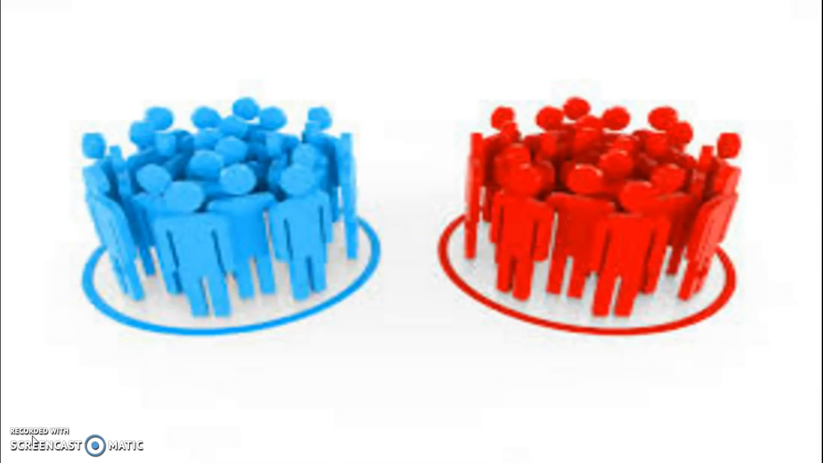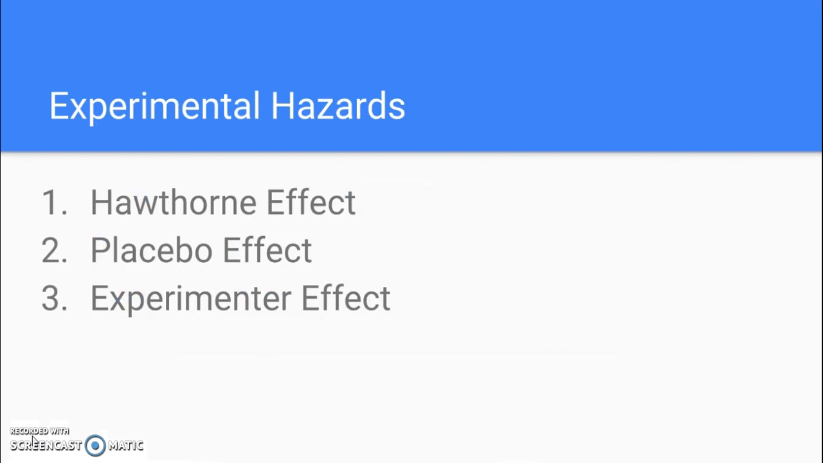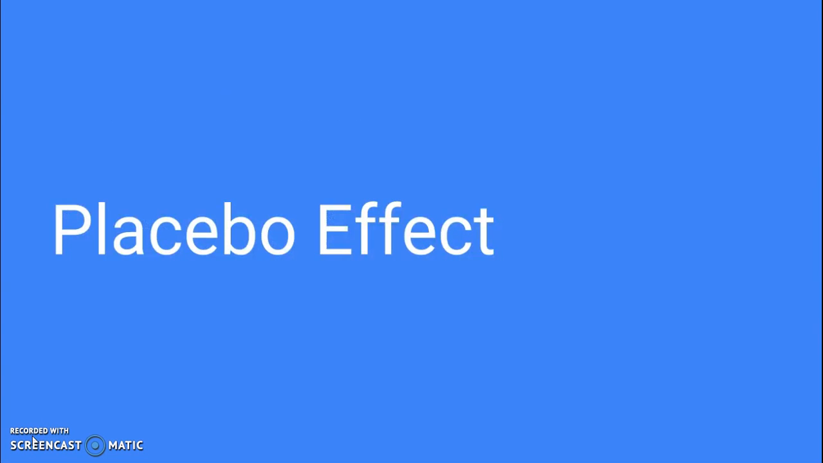As with all other studies we've looked at, there are some things that you have to be careful for. First being the Hawthorne effect, which we've already discussed, and the next two being the placebo effect and the experimenter effect. Now, the placebo effect is when a person's belief that something will happen as a result of the experiment affects the results of the study.